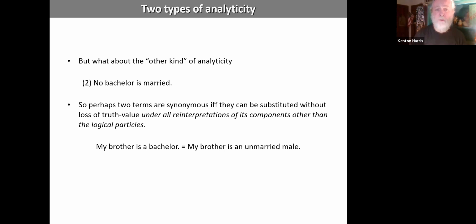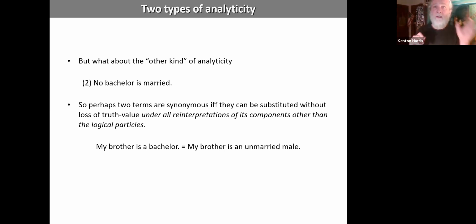So perhaps two terms are synonymous if they can be substituted without loss of truth value under all reinterpretations of its components other than the logical particles. My brother is a bachelor would be true if and only if the sentence my brother is an unmarried male is also true. So the idea is, all right, maybe we want to understand the other kind of analyticity as, all right, but wait a minute.